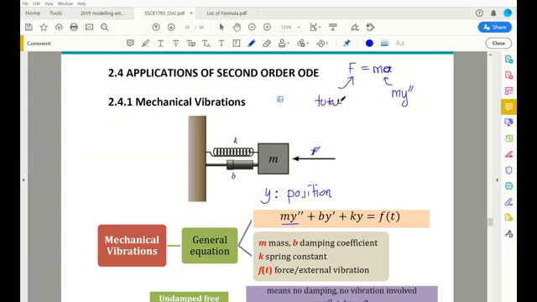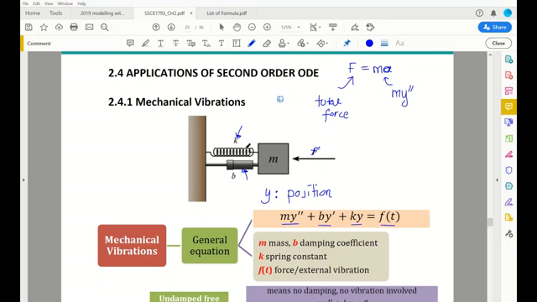The total force for the problem. So in this case, capital F consists of the external force f(t) that is given to the problem. We have by prime here, which is actually the force due to this dashpot. There is a certain assumption for the dashpot force. ky here represents the force due to the spring. So the total force here actually comes from Hooke's law.